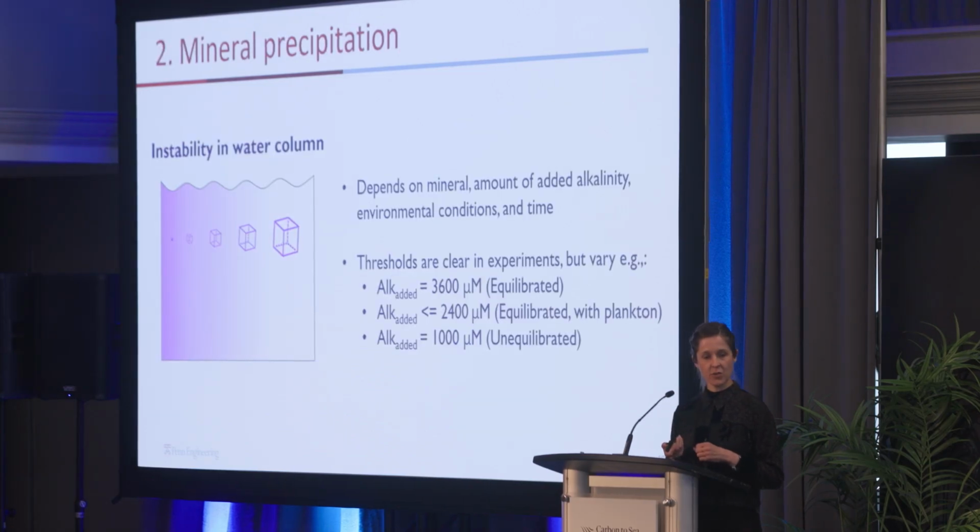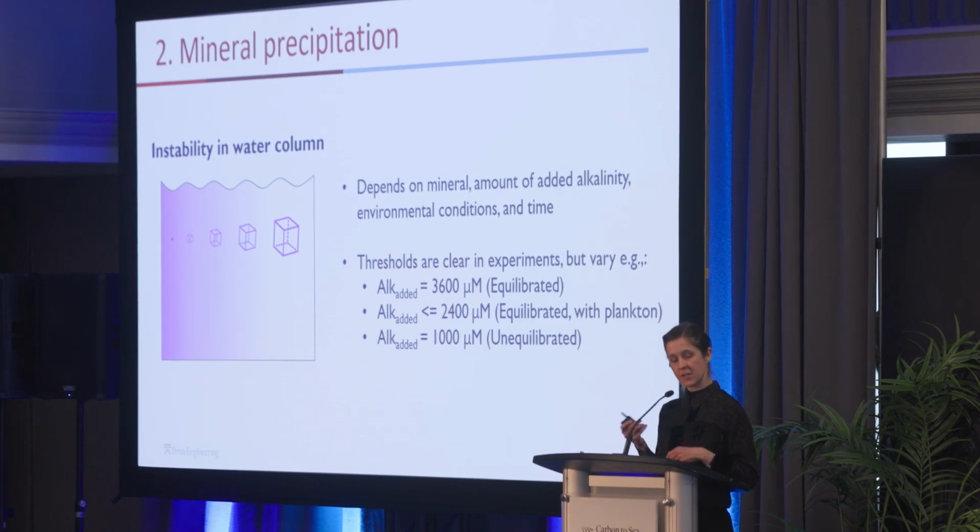All right, so moving into mineral precipitation. This loss category is also commonly referred to as stability considerations or instability. So if you oversaturate a water body with too much alkalinity, some of the alkalinity will nucleate and precipitate out of solution back into solids. So this also depends on environmental conditions as well as the type of mineral.